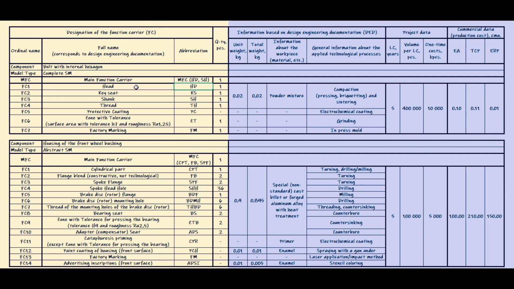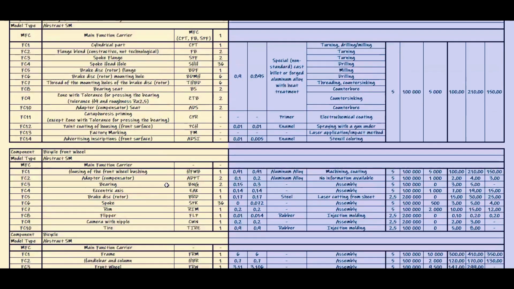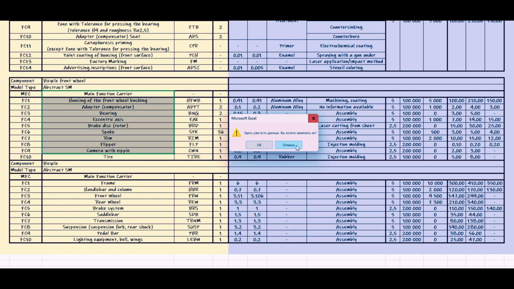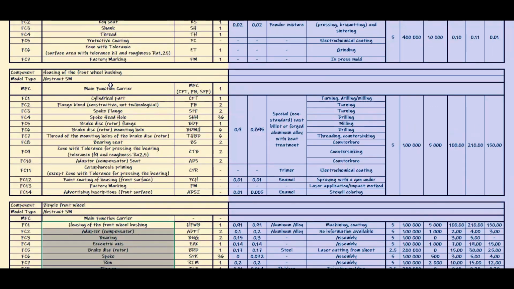The presented slides show examples of 4 degrees of abstraction of consideration, using the example of a bicycle, a mountain bike. See the column component. In particular, the slides show an abstract model of a bicycle divided into 10 positions, an abstract model of the front wheel of a bicycle also divided into 10 positions, an abstract model of the wheel bushing housing, and a complete model of a bolt.